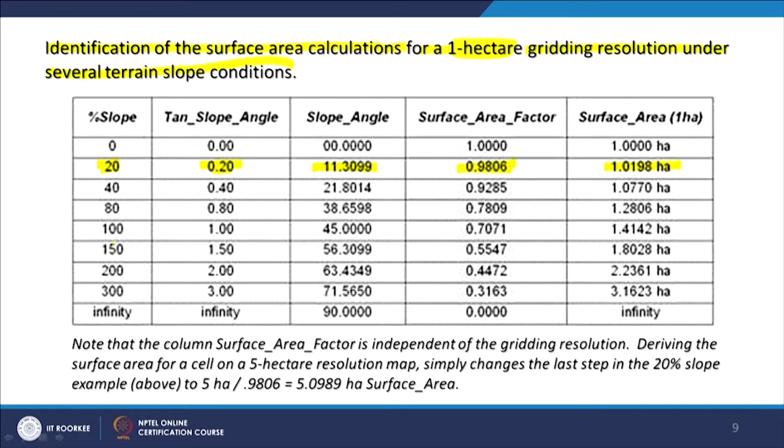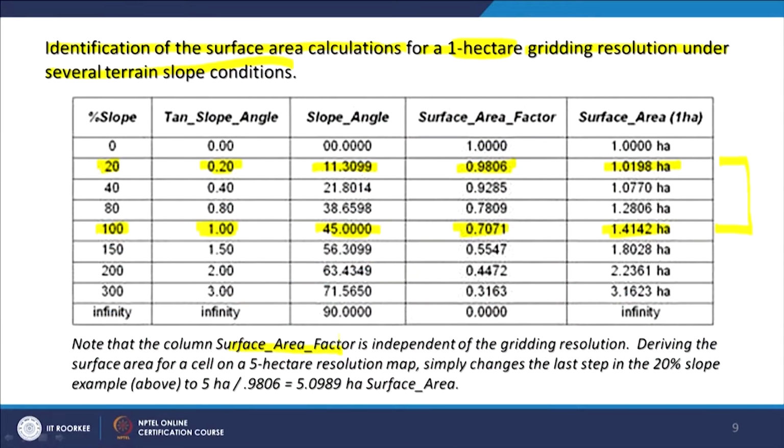If we go for, say, a 100% slope, that is 45 degrees, then here 0.771, and here you are getting 1.41. So, as you can see, between these two there is a difference in the surface area. The higher the angle, the more the surface area is going to be. So, the surface area factor is independent of gridding resolution, that is, it is independent of scale.